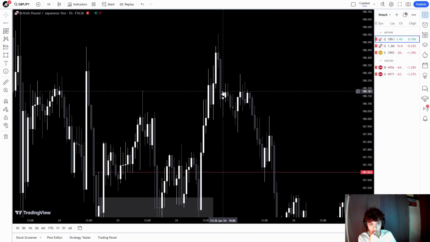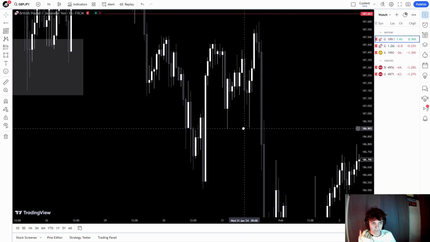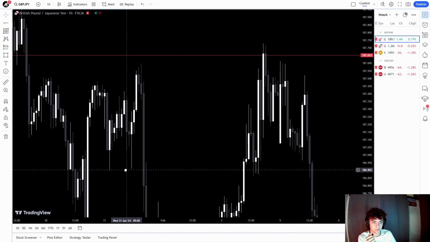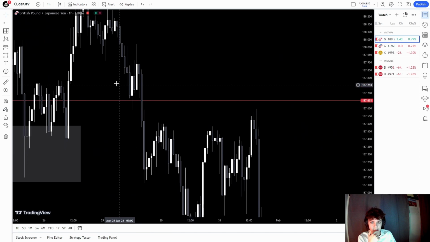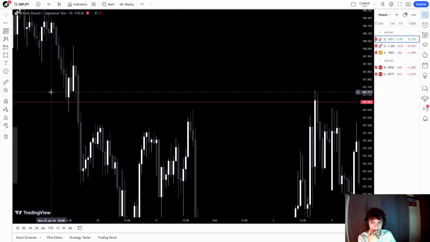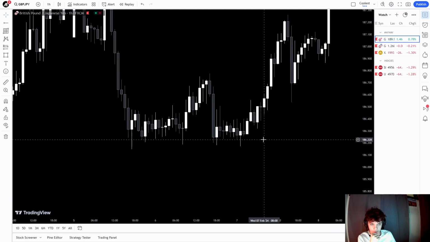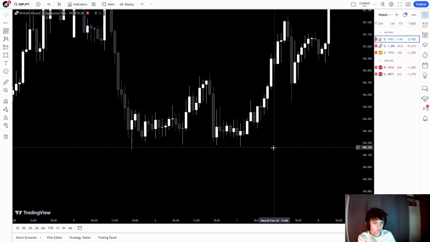Break structure, continue down. Man, that's simple. Simple stuff. Okay. Here is one example.